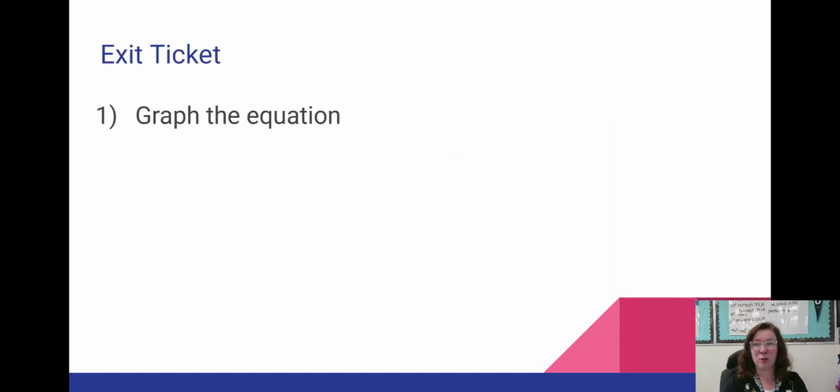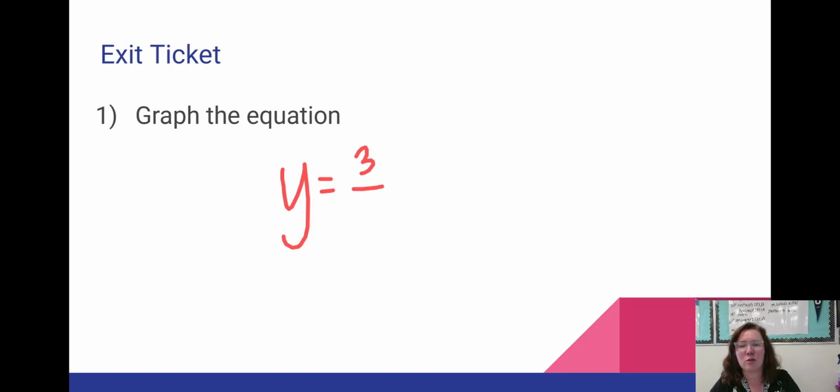Okay, then work on homework for a little bit. Graph an equation that I haven't put in there. Let's put one right now. How about let's graph the equation y equals 3 over 4x minus 1.